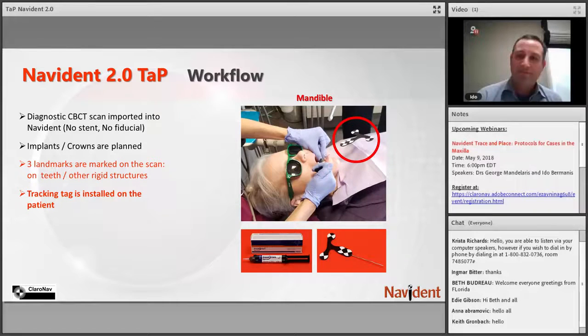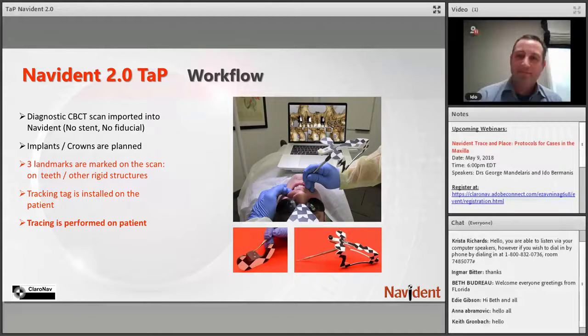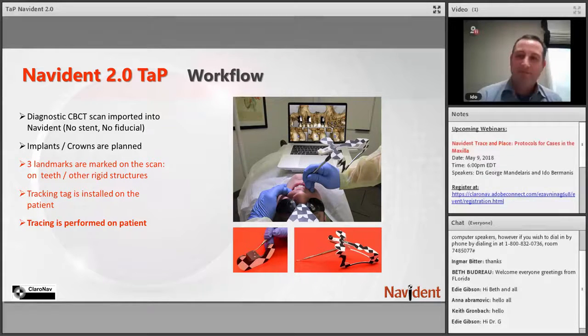This tag can be used also on the maxilla if we'd rather use this instead of the head tracker, and we will go into more details in the next webinars. Once the tag is installed on the patient's jaw, the tracing can be performed using the tracer tool, which is actually a burnisher with a 1.5 millimeter diameter ball tip connected to a tag which is trackable by the camera. After a very short calibration of the tracer, we trace the teeth that we have selected before one by one.